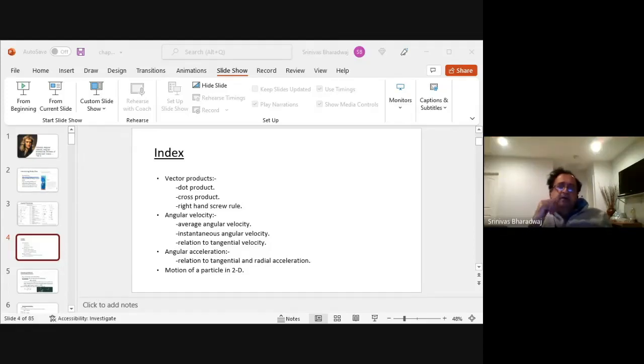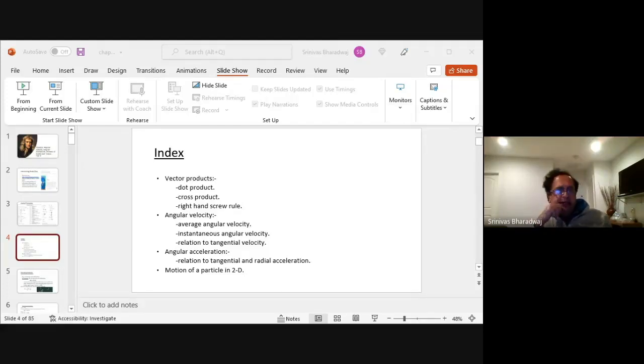Okay, so torque is the moment of the force, R cross F. The moment of the momentum is angular momentum. Moment of force is torque. R cross F is torque. R cross mv is angular momentum.